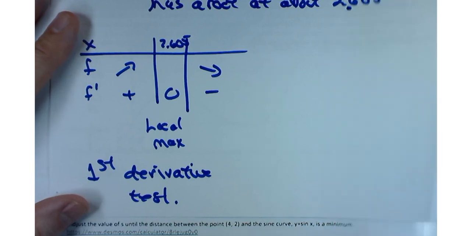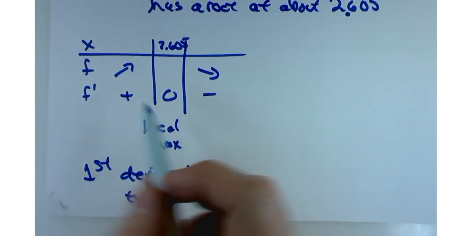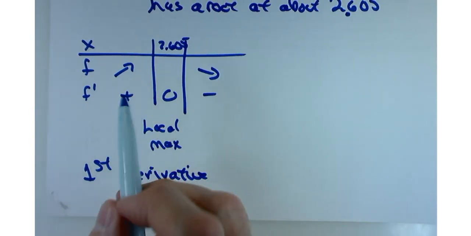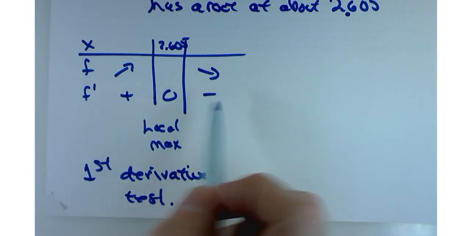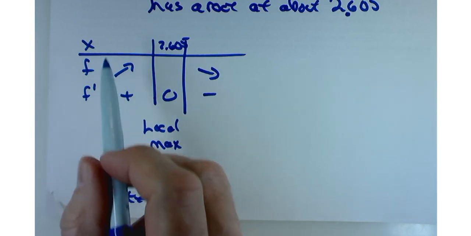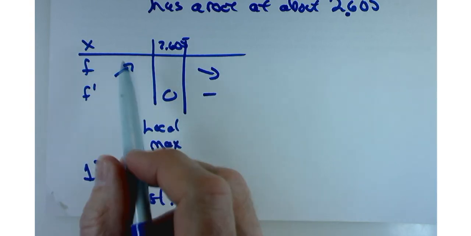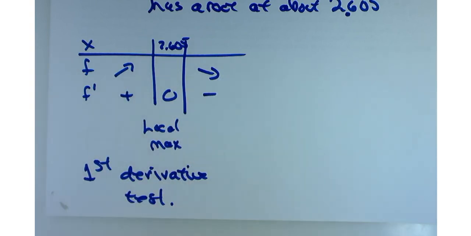The first derivative test just says that if you've got a critical point and the sign of the derivative goes from positive to negative past that critical point, then that has to be a maximum. If we went from negative to positive, then that point would have to be a minimum point of some sort.